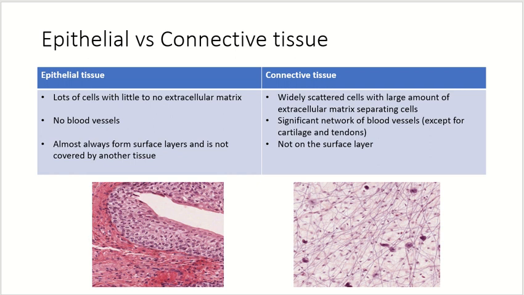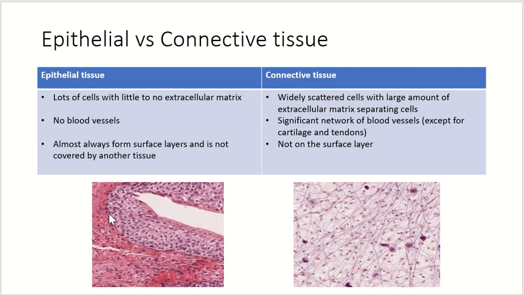For our epithelial tissue, you can see here we've got a lot of cells that are packed in tight, and they have very little extracellular matrix. All of this is just cells packed in tight. Epithelial tissue also typically has no to very few blood vessels, and it always forms a surface layer of some sort of organ or tissue. These are not going to be covered by any other tissue.